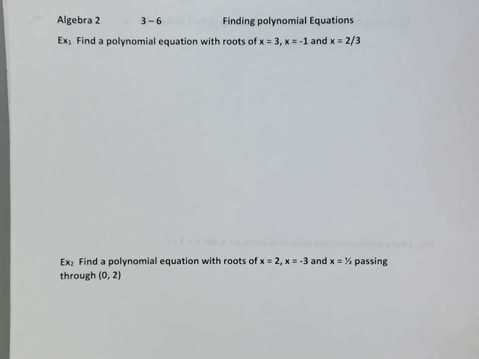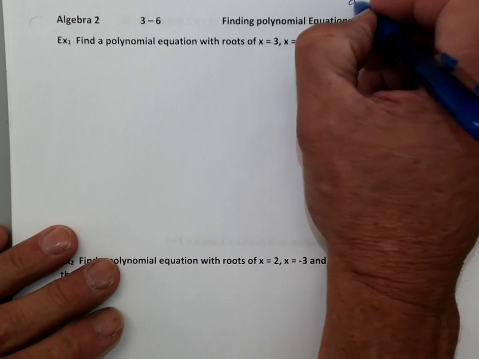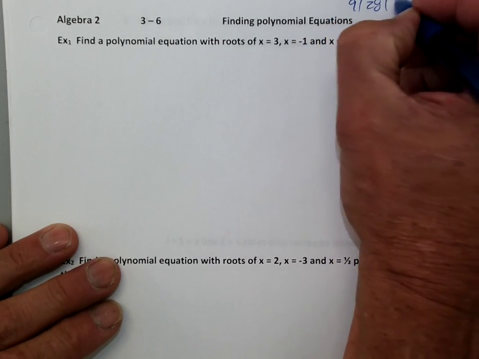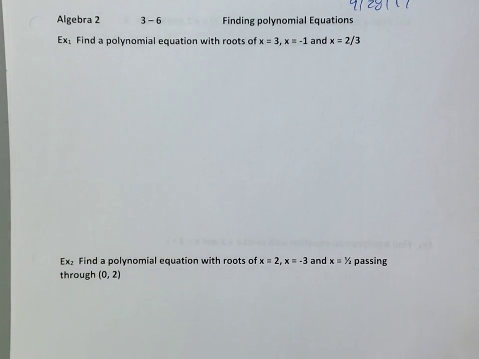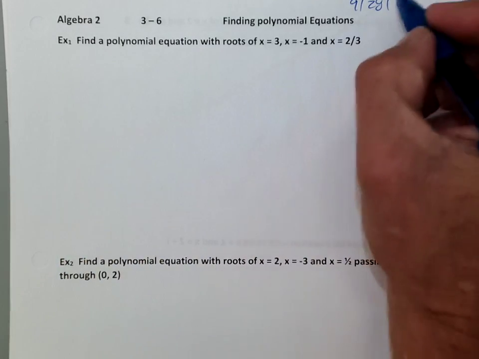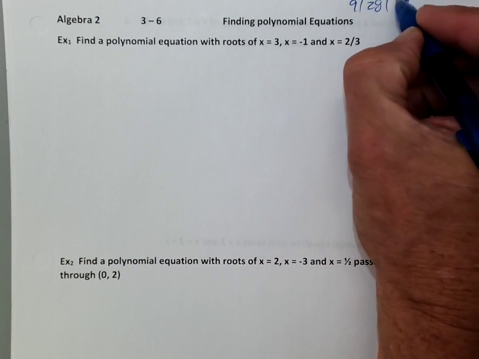Okay, here we go. It is the 28th, 9/28/17. Okay, example 1. It is 18. Why did you put 17? My goodness gracious, flashback, huh?